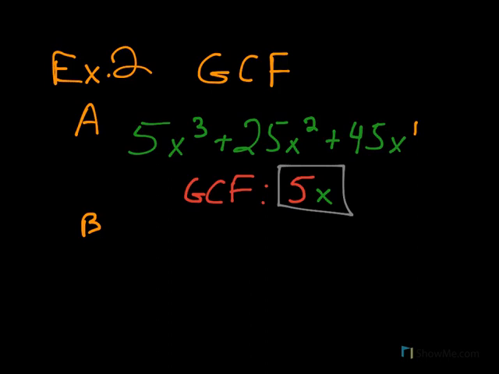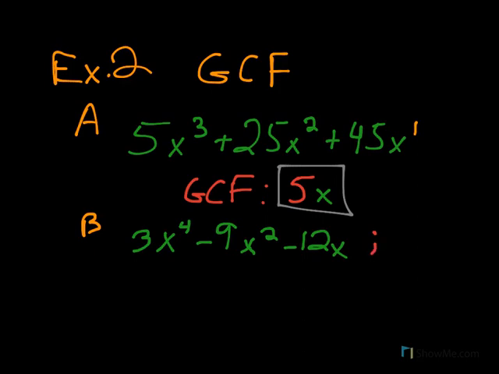Let's use b. Okay, b is pretty simple. 3x to the 4th power minus 9x squared minus 12x. What is the greatest common factor? Well, this is really easy. I'm just going to do this on the side.